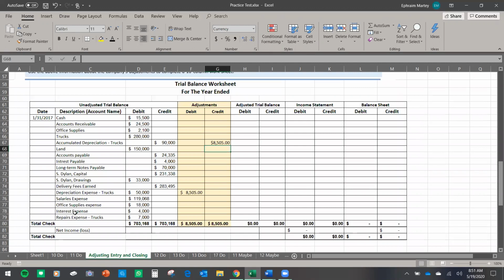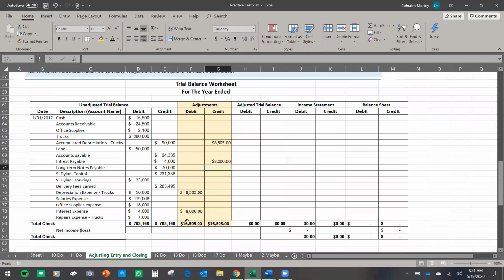So we look for interest expense. This interest expense is increasing, so we're going to adjust it by increasing it by $8,000. And we need the same amount in an account with a credit balance. So let's look for interest payable. It should be in the liability portion. So we're going to credit that by the same amount. Just reference it: 8,000. So these ones are equal, so we know we're doing something right.